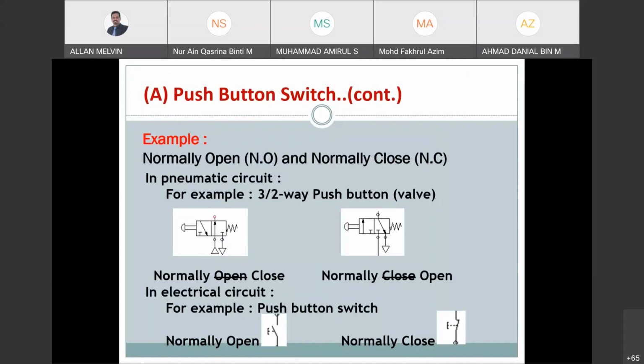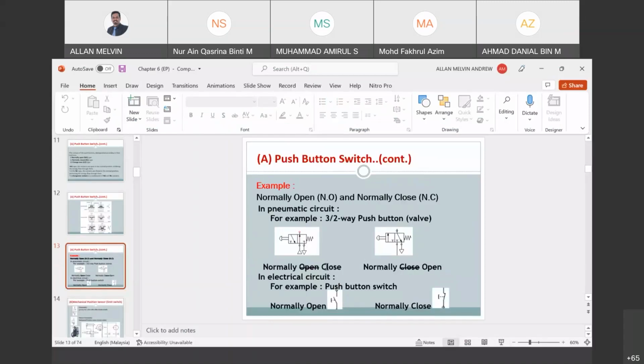Okay, so in a pneumatic circuit, this one is not normally open. If pneumatic is normally close, it means always has flow. I think there is a small mistake here. Yeah, I changed it last time. So you can change it too.